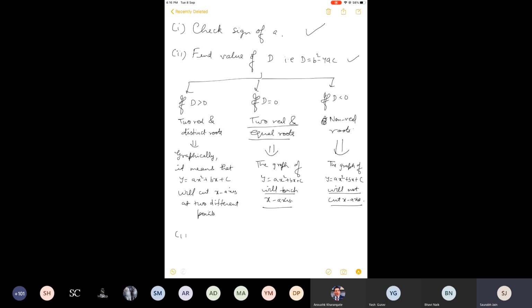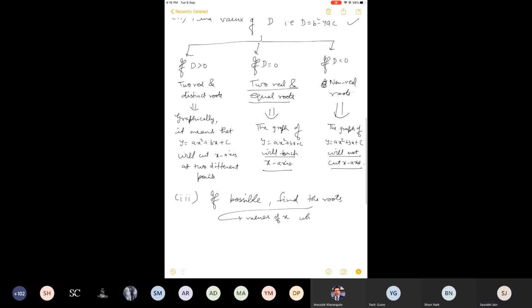Now, the third thing: if possible, find the roots. Find the roots means, roots are values of x where the graph of y equals ax square plus bx plus c, that is the parabola, will cut the x-axis. So if possible, you try to find the roots. It will cut the x-axis, or it may only touch, depending on whether D is positive or equal to 0.